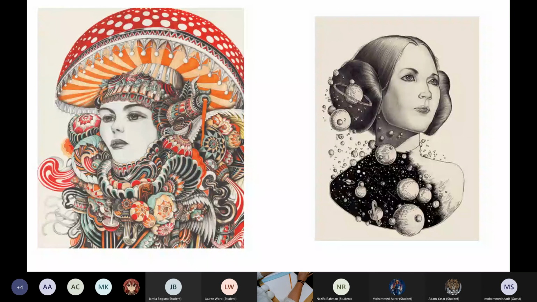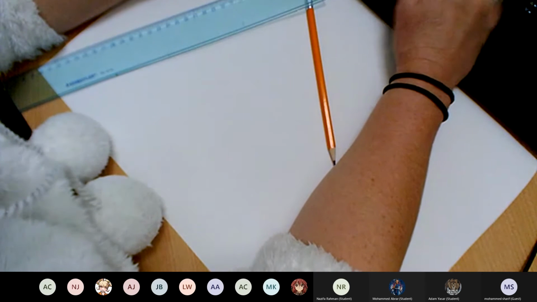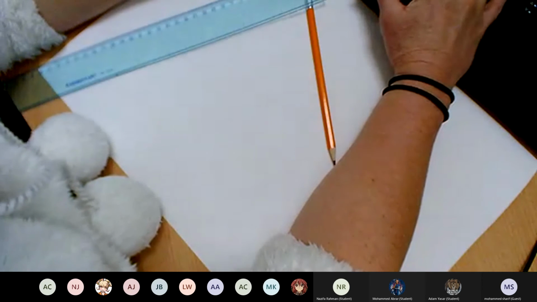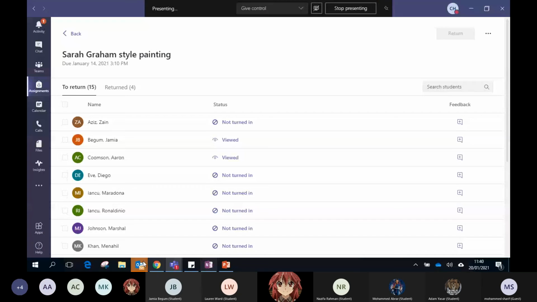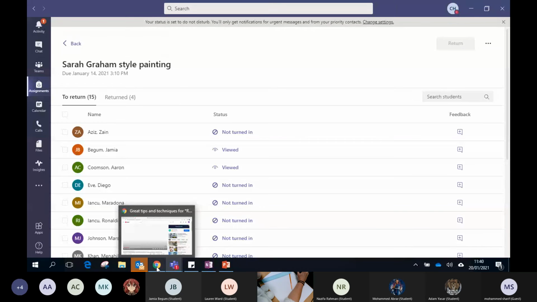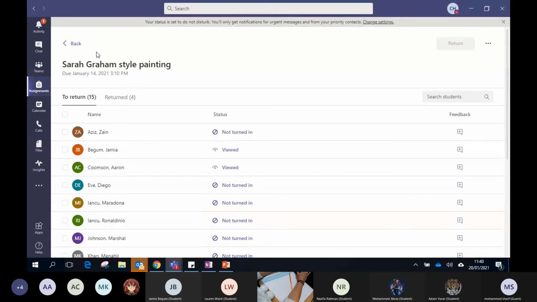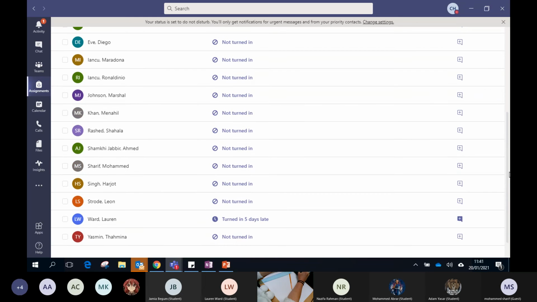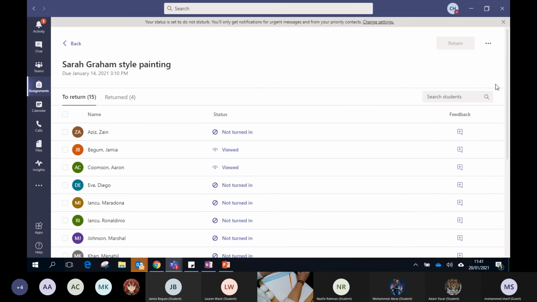Now, bear with me. Now, one thing I'm going to touch on while I'm here is a lot of you have not uploaded your work to Sarah Graham Style Painting. I've only had four people that have actually returned them. All right. You may have emailed it to me or whatever, but I need you to upload it here. Okay. So you need to be looking carefully at your assignment and uploading it to your assignment.